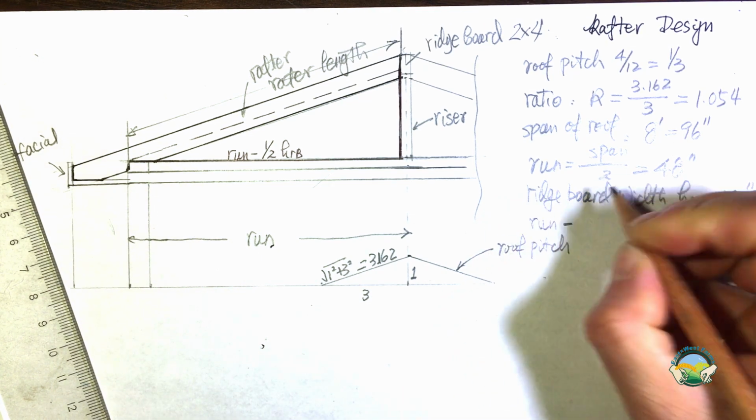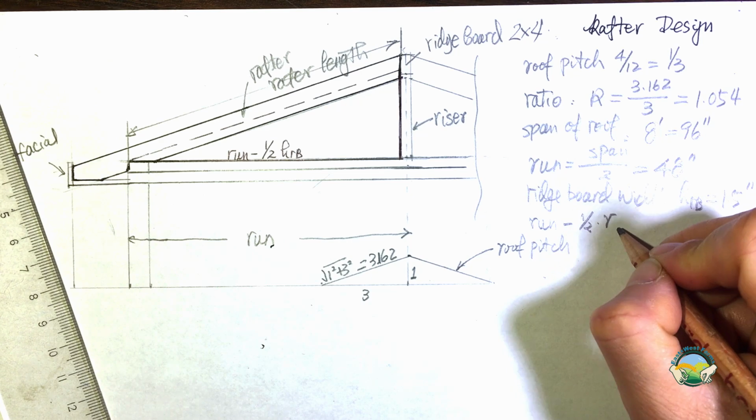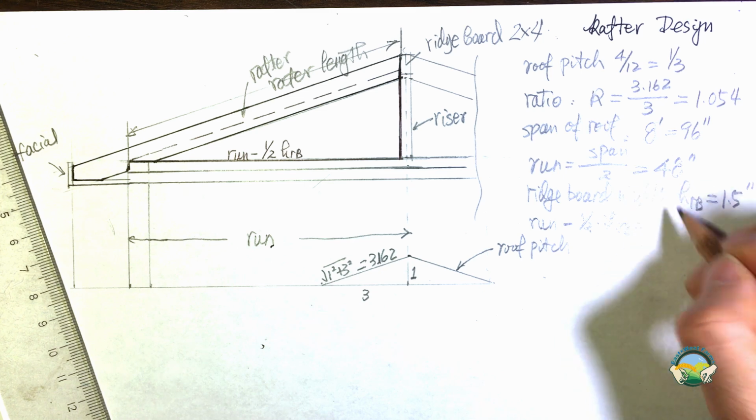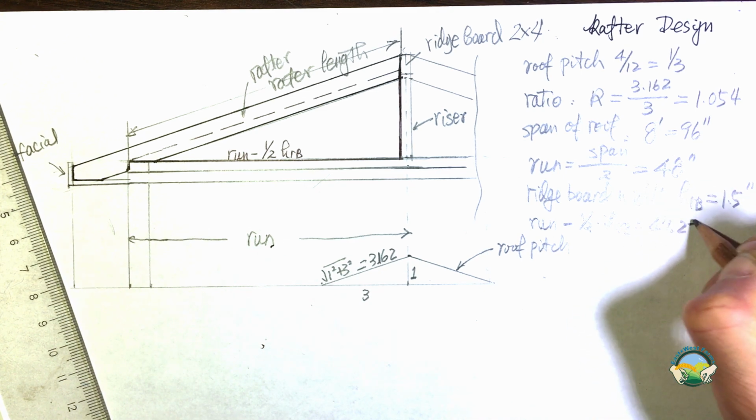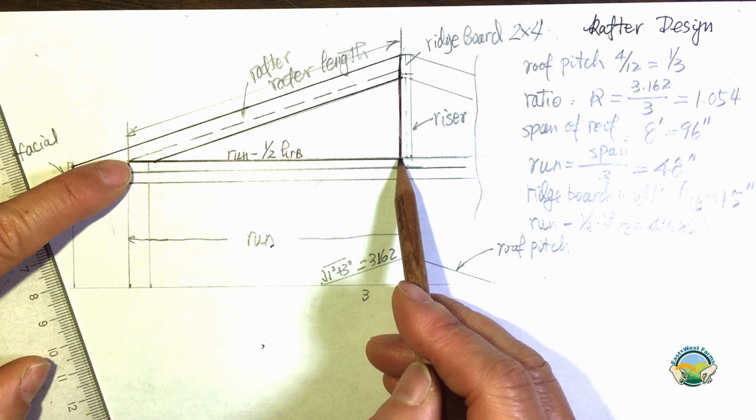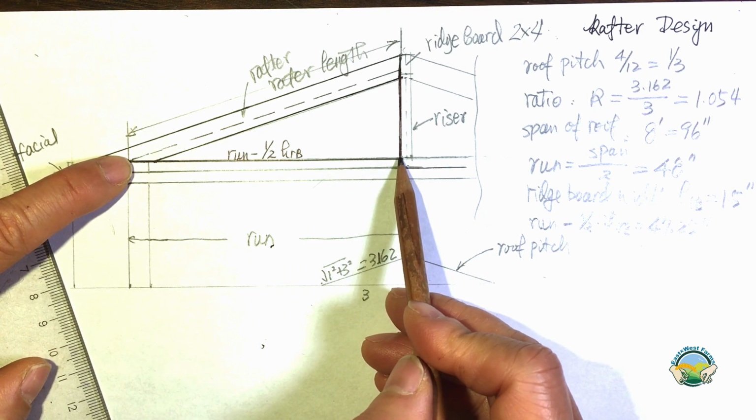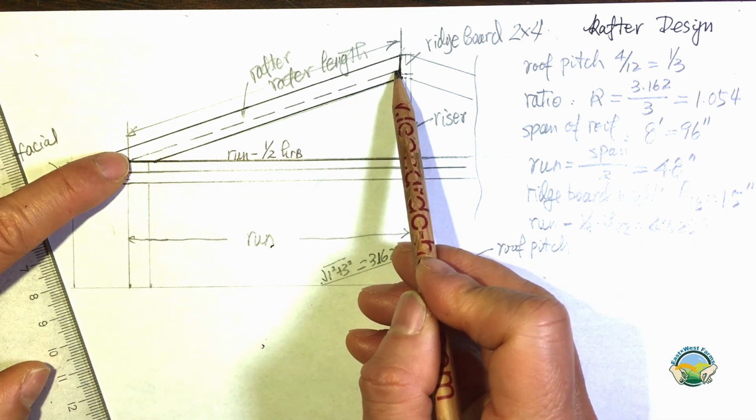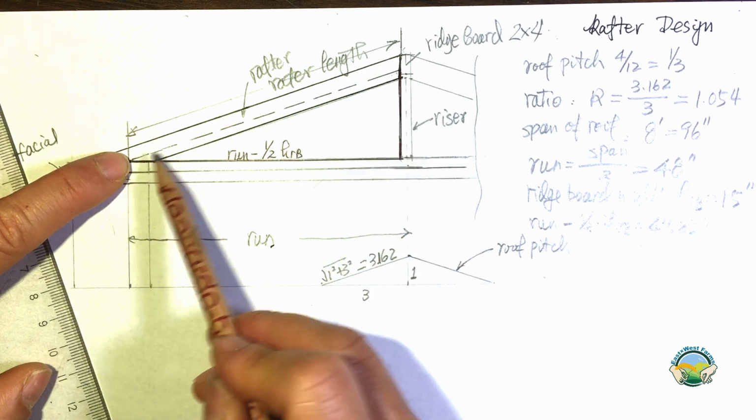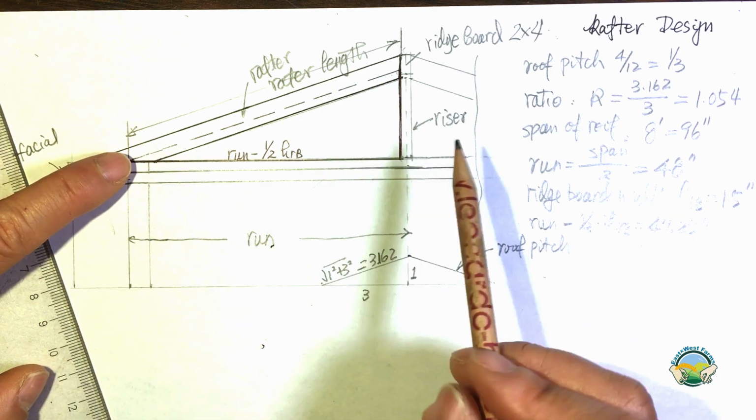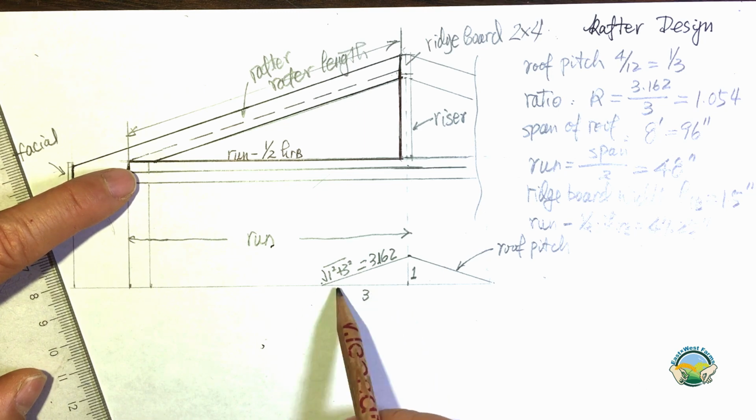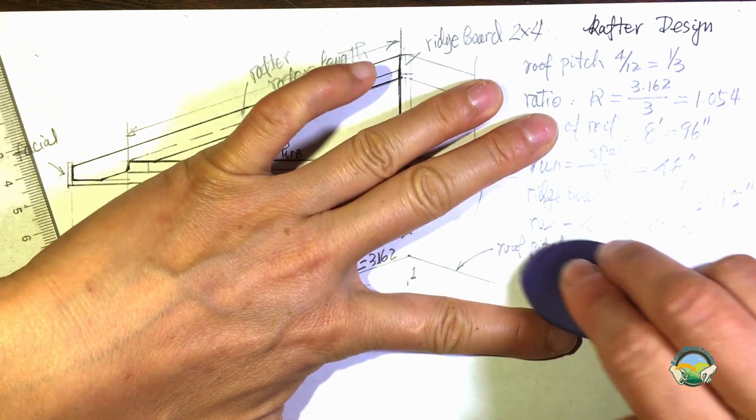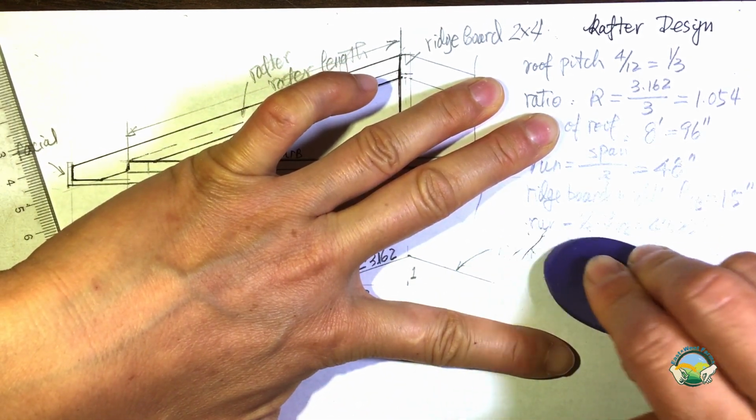The run minus 1/2 of the ridge board is 48 minus 0.75, which is 47.25 inches. For that triangle, we know the horizontal dimension is 47.25, and the dimension of the diagonal, which is the rafter length, will be proportional to these, right? So let me move this away a little bit.